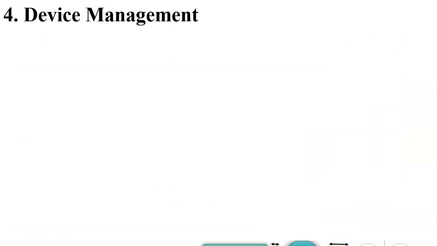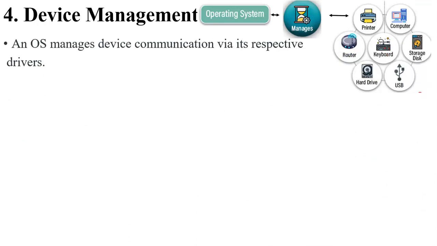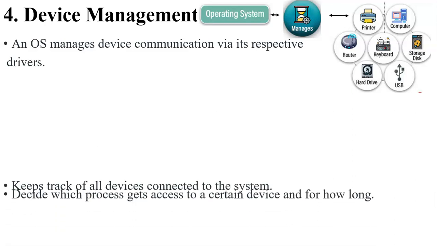Then comes device management. In device management, the operating system manages all the hardware input-output devices. Here, the OS does not directly communicate with the input-output devices. It communicates via device drivers. Whenever you want to use a keyboard or a mouse, the OS does not directly communicate with the mouse. Device drivers are the interface between the OS and the actual mouse hardware component.